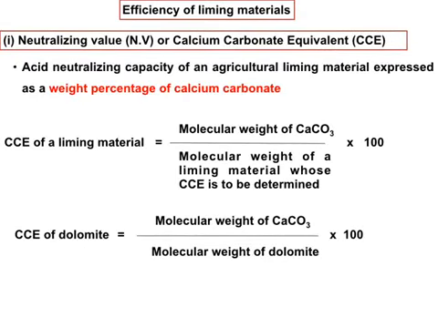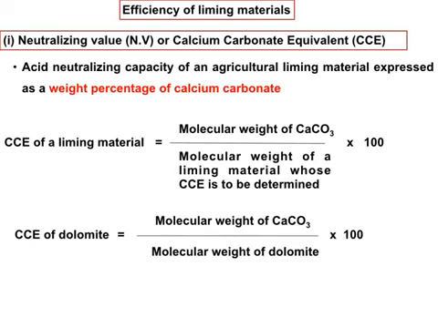Now this one is efficiency of liming material. We can calculate it by a separate formula. This formula is called neutralizing value, or calcium carbonate equivalent, CCE or NV. You can calculate it with this formula. This is expressed as a weight percentage of calcium carbonate.